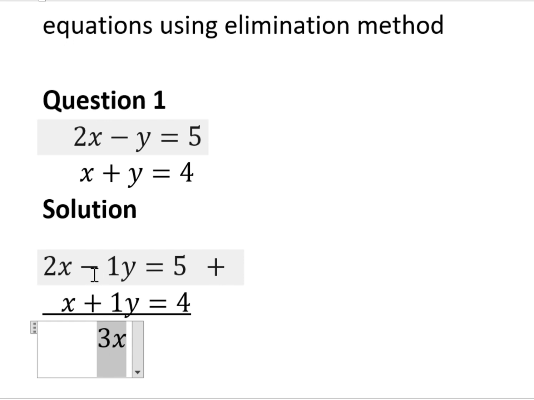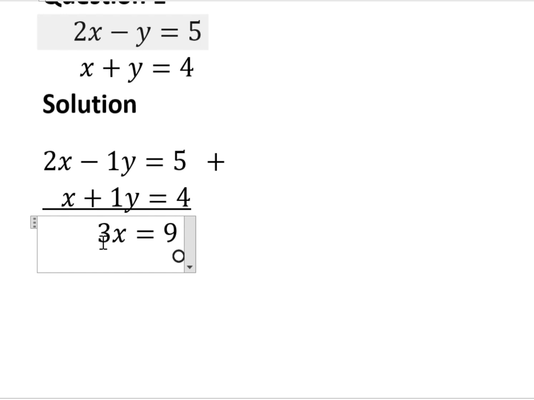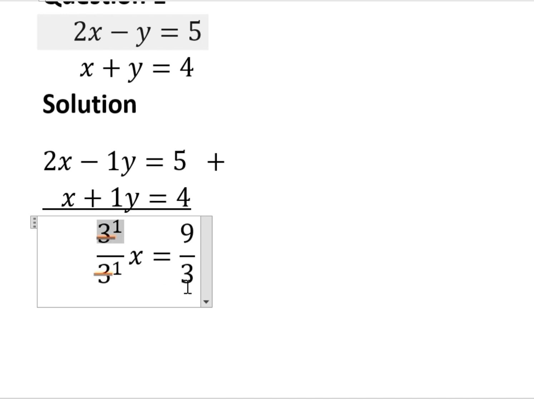Then this one is negative 1y plus 1y gives us 0y, so we don't have to write it. It is equal to 5 plus 4, which gives us 9. We need x, so we divide both sides by the coefficient of x, which is 3 in this case. So divide by 3 here, divide by 3 here. The 3 cancels here once, and here it cancels 3 times, such that our x is equal to 3.